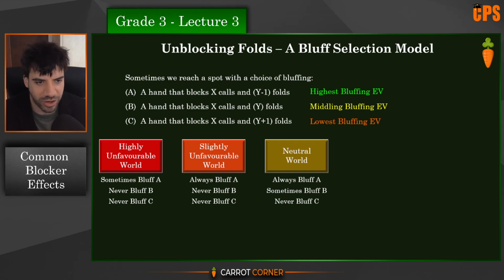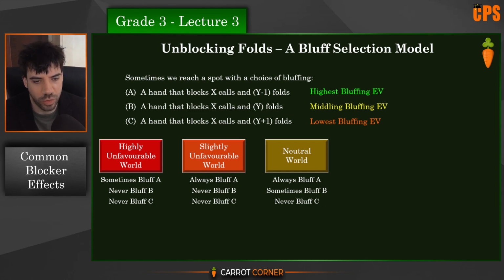And these will be your category A hands that have positive removal effects with respect to not blocking folds. They block Y-1 folds, whatever that means. This doesn't have to be Y-1 combos. It's just a scale to compare A to B and B to C and A to C. In these neutral worlds, you'll sometimes be able to bluff category B hands as well.